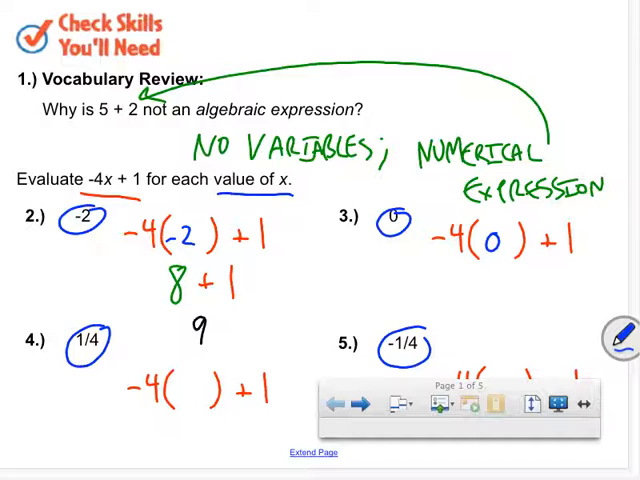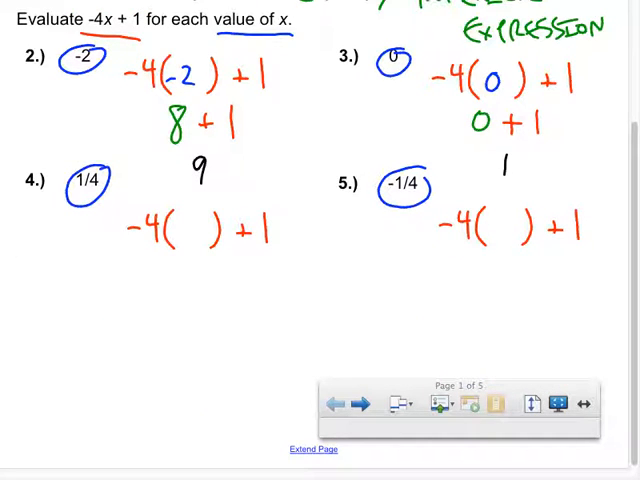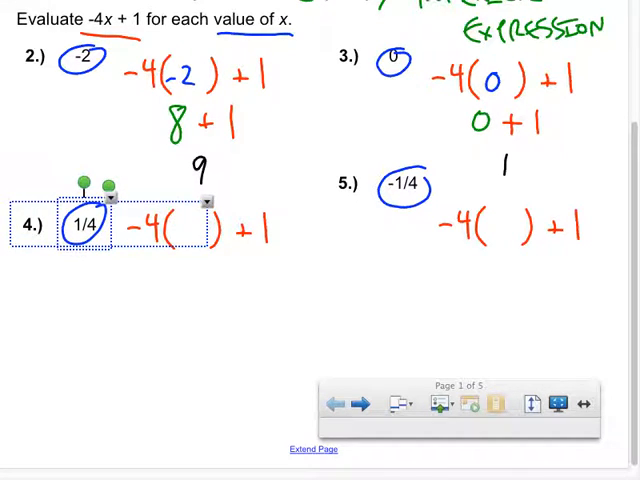So simplify this now. What's negative 4 times 0? It's 0. Very good. And then I still have this plus 1 over here. So then when I simplify my expression with x equals 0, what do I get back? 1. Get back 1. Okay, over here, next problem. My value for x is going to be 1/4.